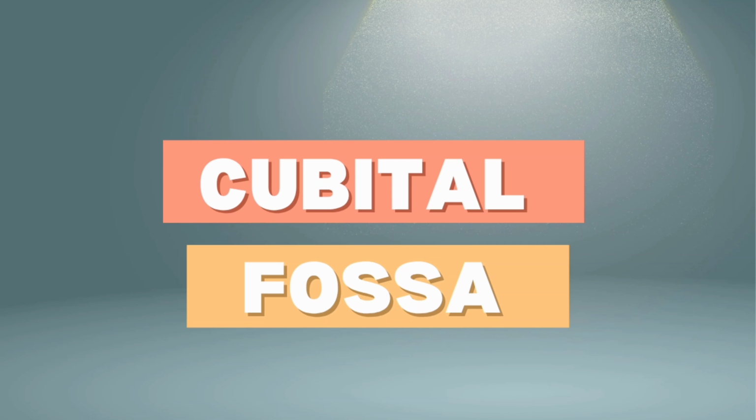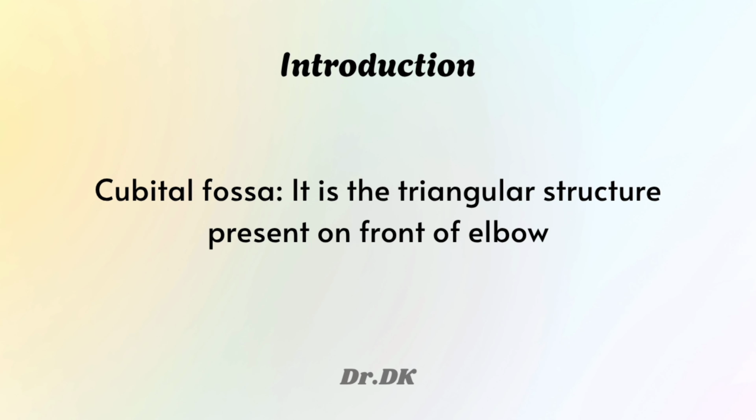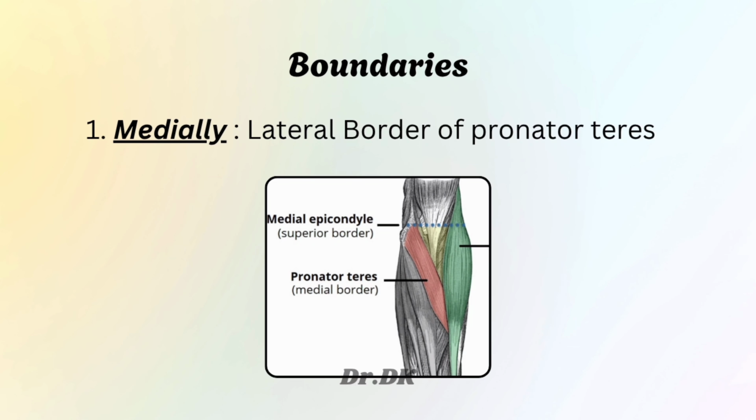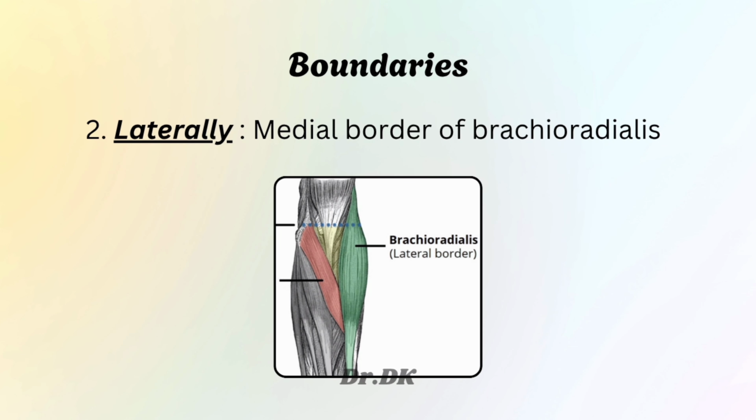In this video, we are talking about the concept of cubital fossa. Cubital fossa is the triangular structure present in front of the elbow. Triangular structure means it has boundaries. Number 1, medial boundary, which is formed by the lateral border of pronator teres. Number 2, lateral boundary is formed by the medial border of brachioradialis.